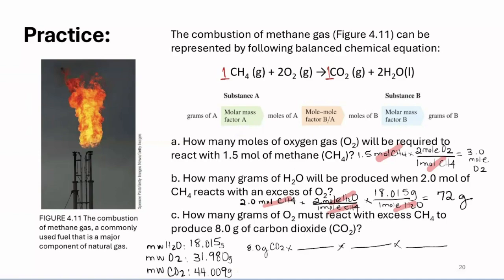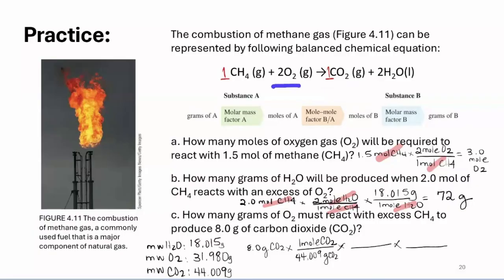So in order to accomplish that, what we have to say is, well, 44.009 grams of CO2 equals 1 mole of CO2. So that means that we already converted from grams of a substance to moles of that substance. The next conversion is going to be the mole to mole factor, which comes from the coefficients in the balanced chemical reaction.